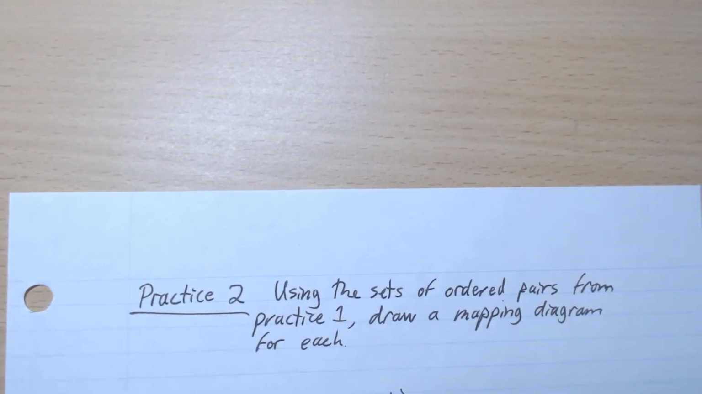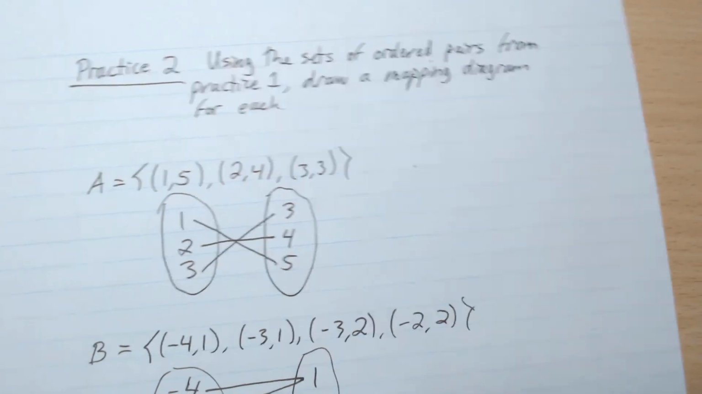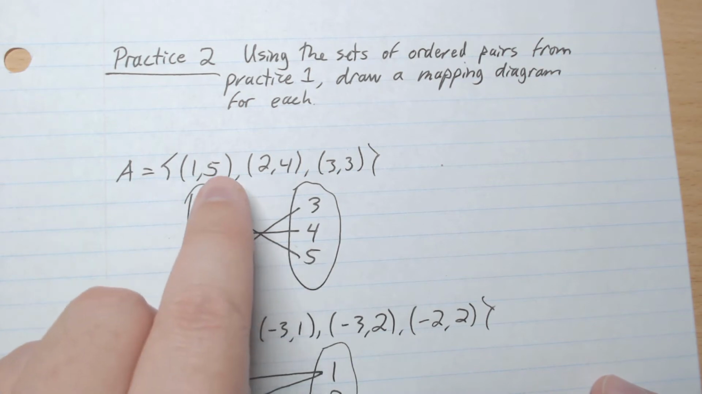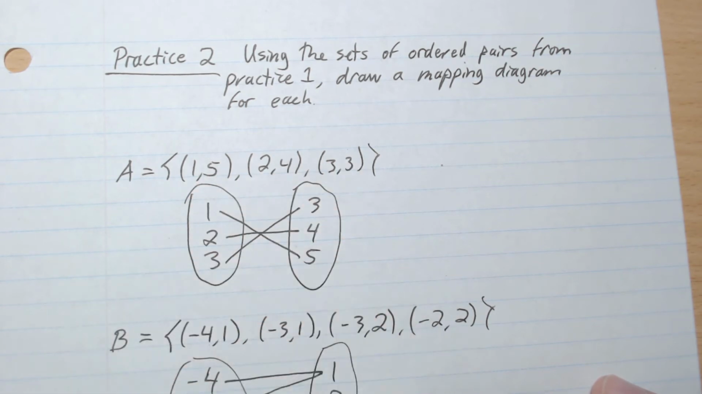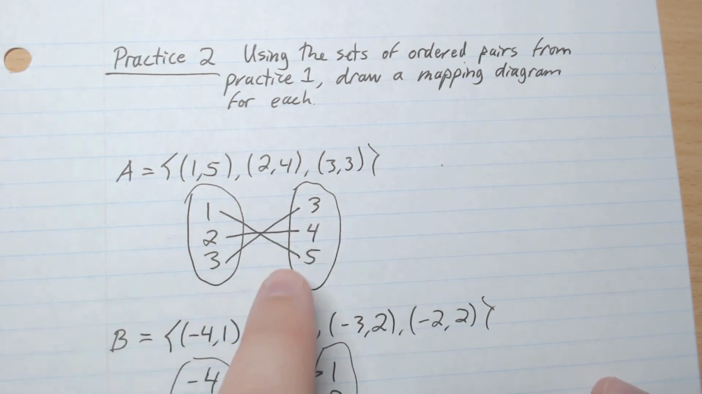Okay, practice number 2. Using the sets of ordered pairs from practice 1, draw a mapping diagram for each. So go ahead and pause the video and answer that. Okay, we're back. So A, we have 1, 2, 3 as our x values, like that. We have 5, 4, 3, so 3, 4, 5, like that as our codomain. Or the range, you could say. So the 1 is being sent to 5, like that. 2 is being sent to 4, like that. And 3 is being sent to 3, like that. If you wrote 5, 4, 3 instead of 3, 4, 5, that's fine. It's the same thing.